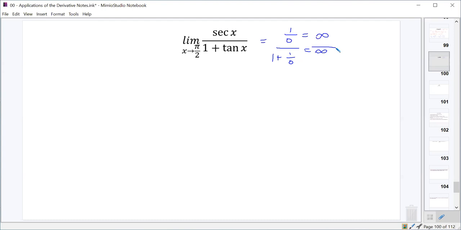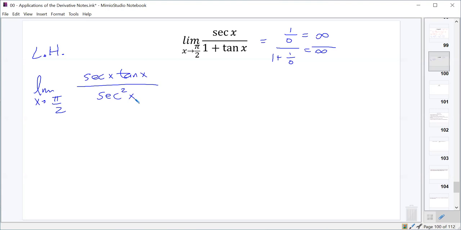And that means we can apply L'Hopital's rule. So we can look at a limit as x approaches pi over 2. And note that we're using L'Hopital's rule here. The derivative of secant, which is secant x tangent x, over 1 plus tangent x, which is just secant squared x. And it looks like we might as well cancel out those secants in the numerator and in the denominator before we deal with anything here. So this is just tangent x, right, the limit as x approaches pi over 2 of tangent x over secant x.